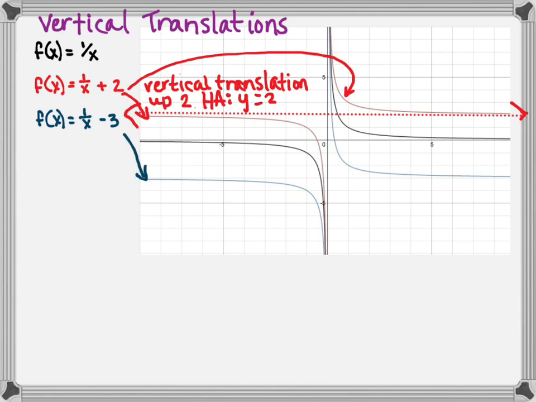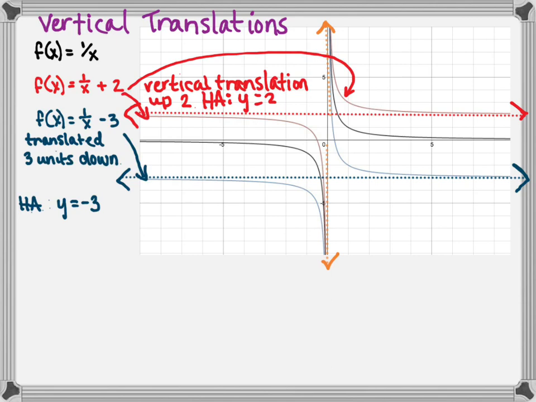My blue graph, f of x equals 1 over x minus 3, is here in blue. It's got 2 branches, it's on the other side as well. And it is translated 3 units down. And now, as well, the horizontal asymptote is translated 3 units down to y equals negative 3.